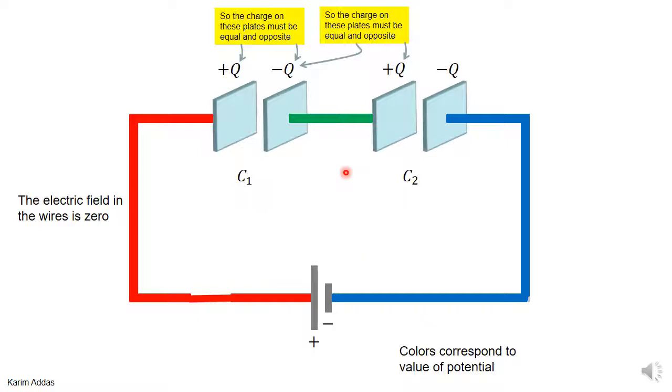So in general, we showed that the charge on this plate has to be the negative of this one, and the charge of this plate has to be the negative of this one, and the charge on this plate has to be the negative of this one. So they all have the same magnitude charge, but they're just opposite in signs.